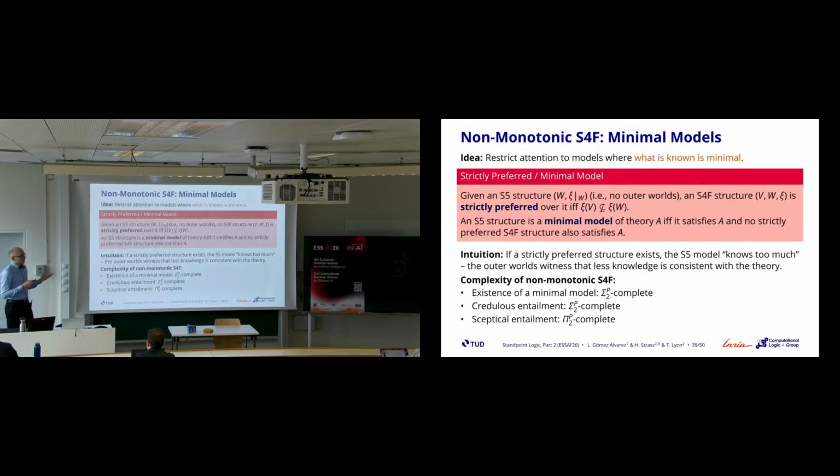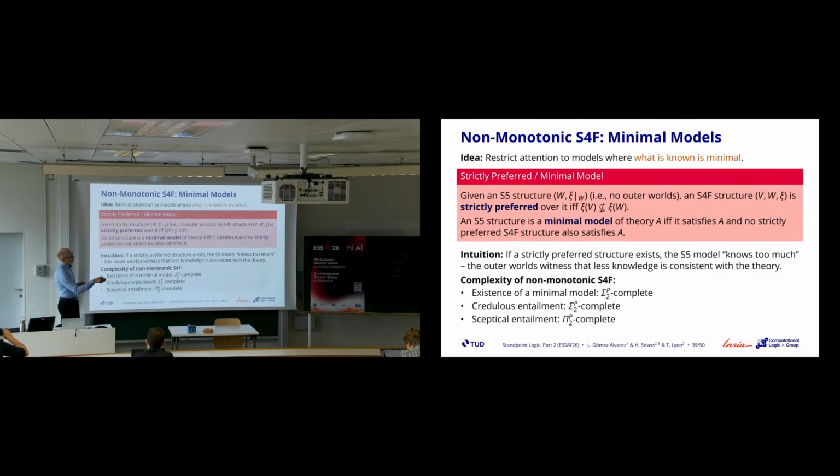Now, the syntax and semantics alone does not yet give us a non-monotonic logic. Right? So for non-monotonicity, we need some more. Namely, we need to restrict the set of models from which we do our actual reasoning, our actual entailment. And for this, the idea is we want to restrict attention to models where what is known is minimal, so-called minimal models.